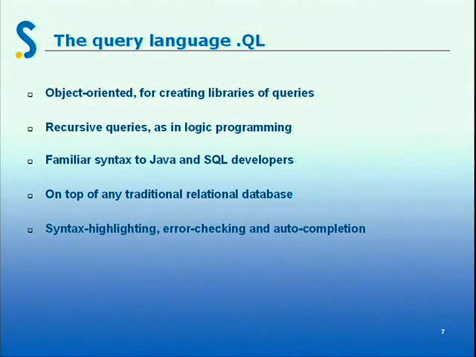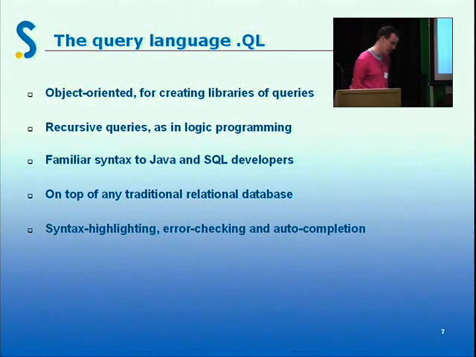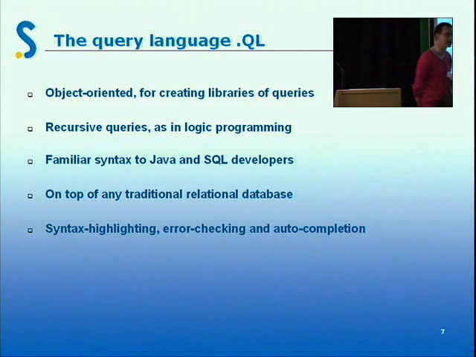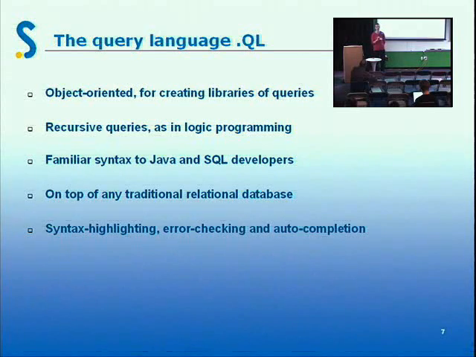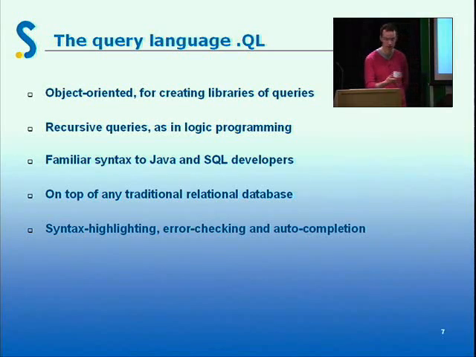So what makes it tick? This query language called .QL is object-oriented. And as I've already said, the crucial idea is that .QL allows you to create libraries. One library for every kind of source artifact that you would like to process. So a library for Java, a library for XML files, and so on. Because we're talking about code, it's all about traversing trees and traversing graphs. And so really you need recursive queries.